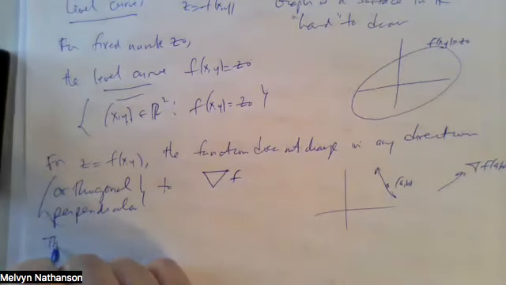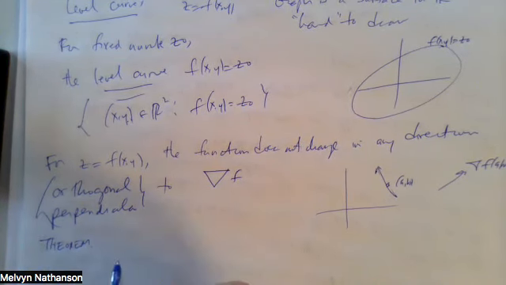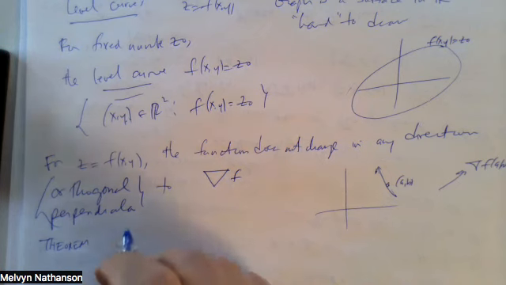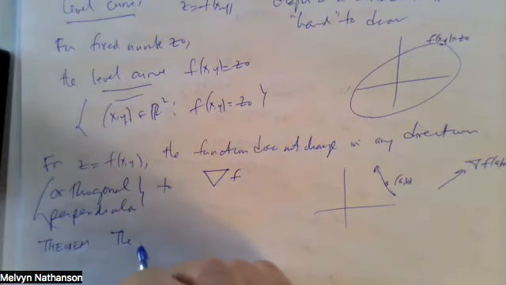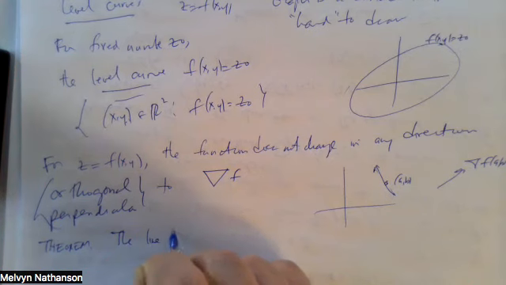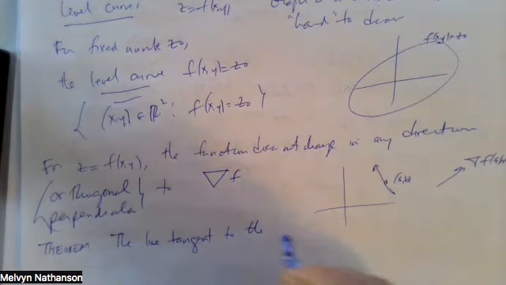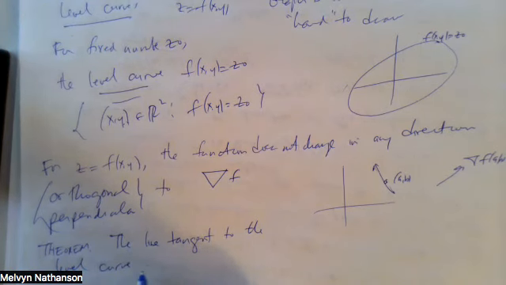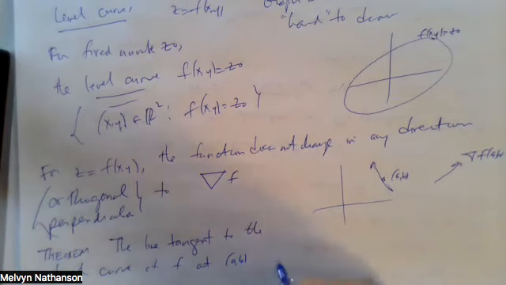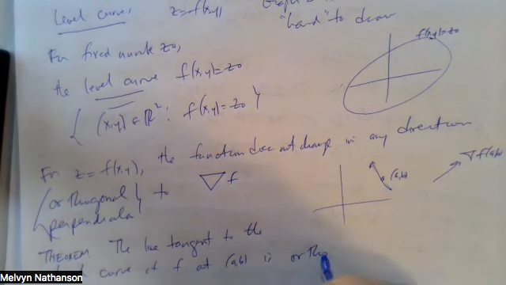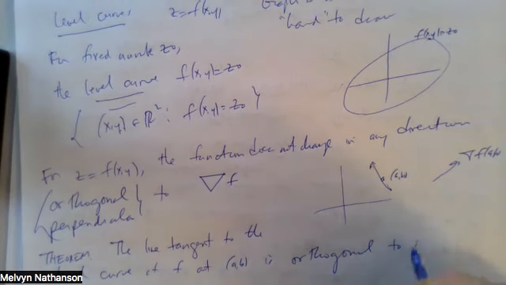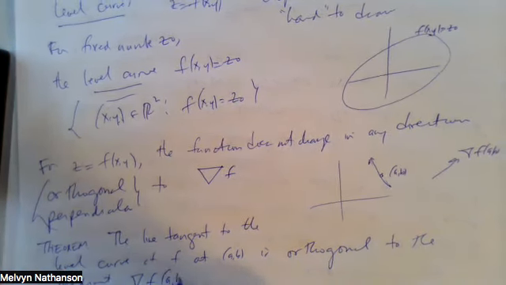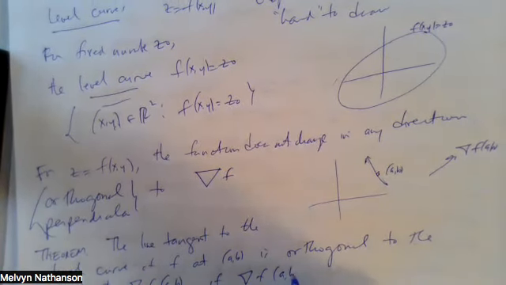So I claim, and this is stated in the text as a nice theorem: if you have a function differentiable at (a, b), which for us means it has continuous partial derivatives, the tangent line to the level curve of f at (a, b) is orthogonal, or perpendicular, to the gradient of f at (a, b), if this gradient isn't zero, not the zero vector.